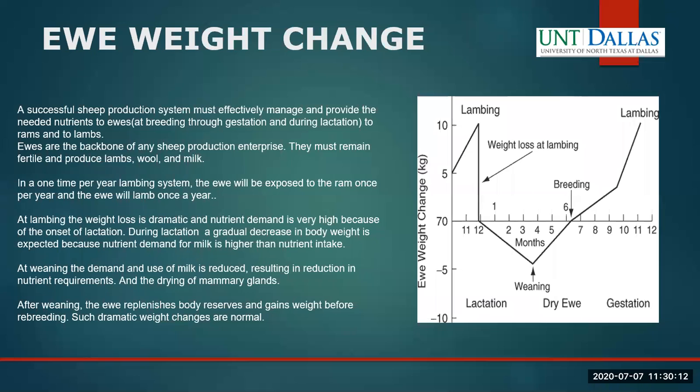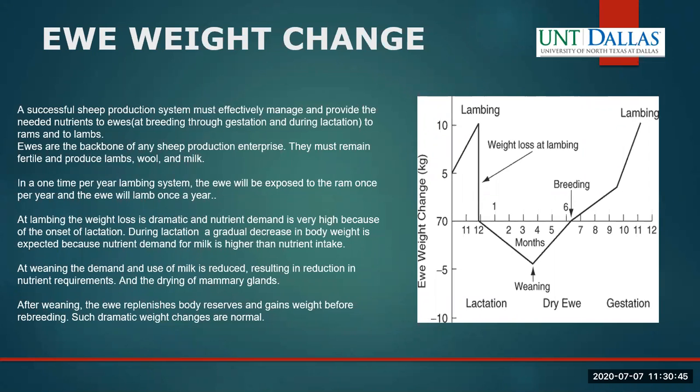So this graph illustrates the weight change at different stages like lambing, weaning, breeding, so how the weight change takes place in the ewe. A successful sheep production system must effectively manage and provide the needed requirements to ewes at breeding, through gestation, and during lactation, to rams and to lambs. Ewes are the backbone of any sheep production enterprise, so they must remain fertile and produce lamb, wool, and milk.